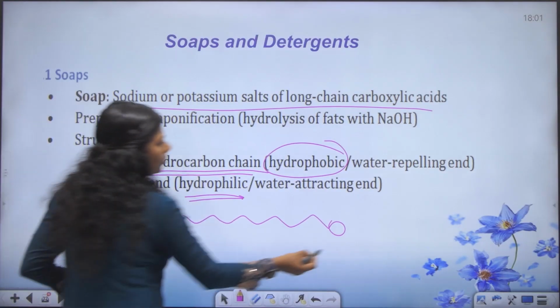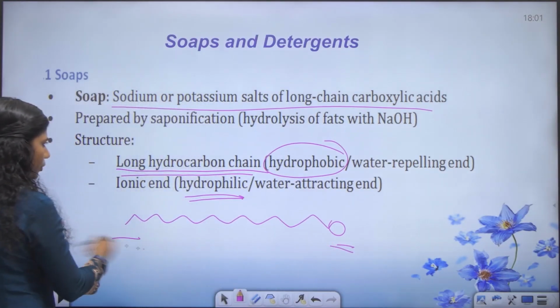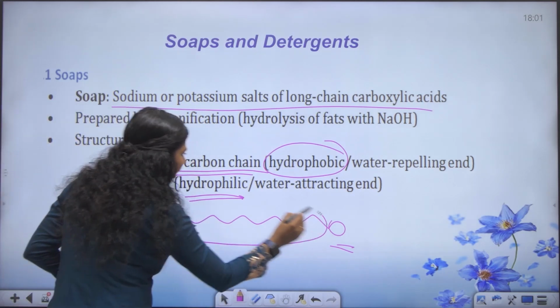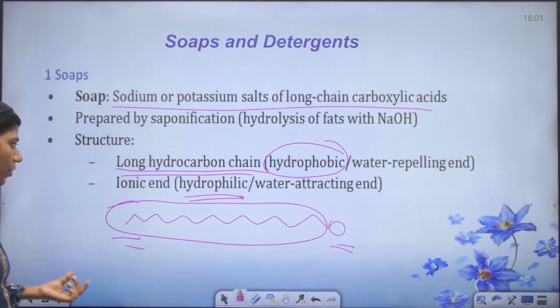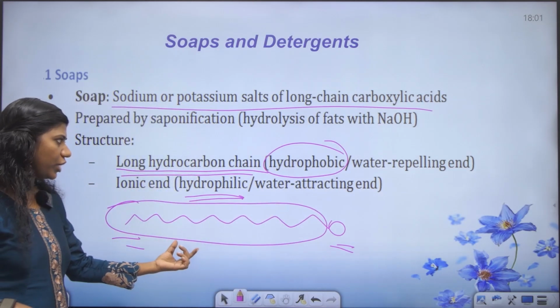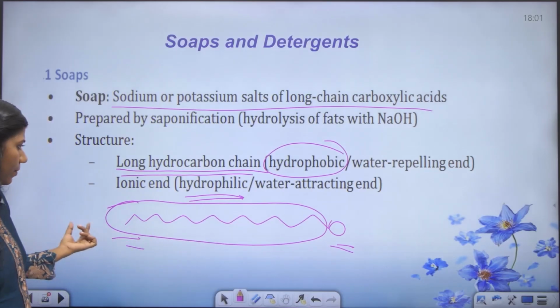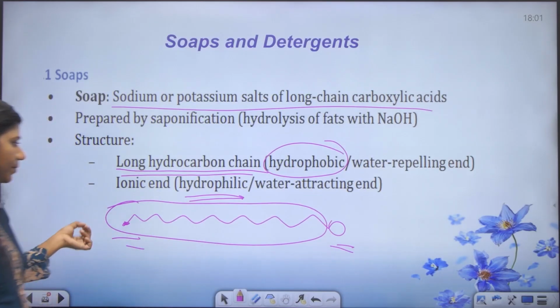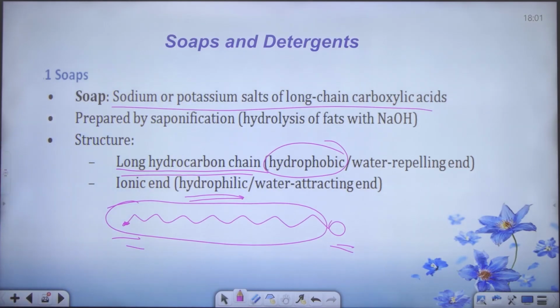This is the head portion of the soap and this is the tail portion of the soap. The tail portion is the longest hydrocarbon chain, and the tail part is the water attracting end, that is an ionic end. And the long hydrocarbon chain, the head part, is the hydrophobic end, that is the water repelling end.